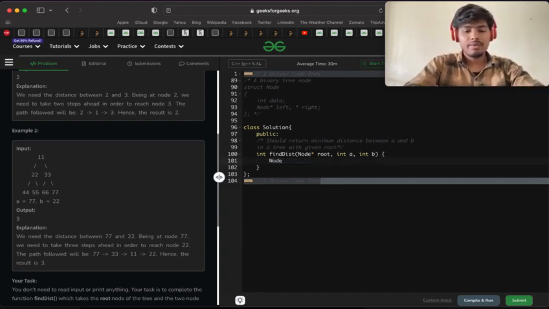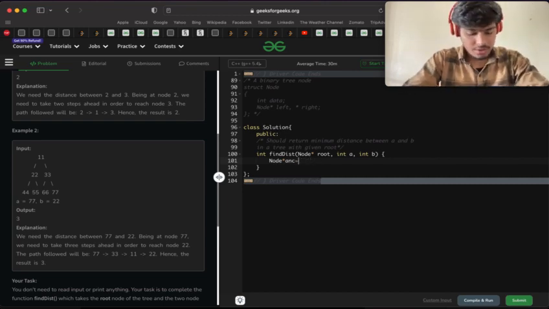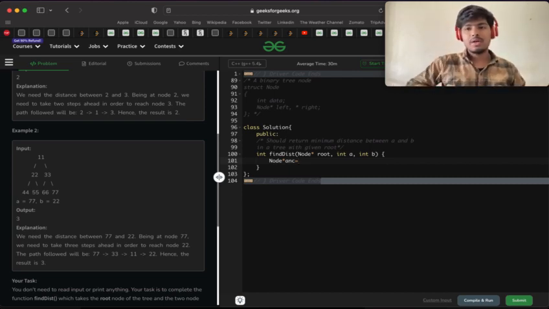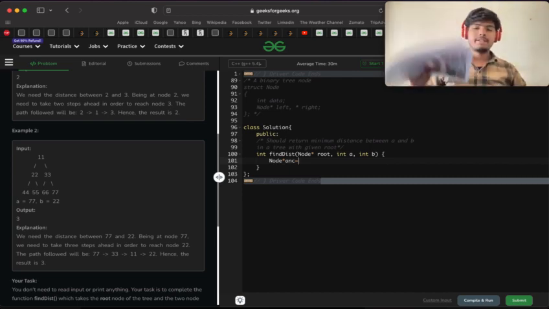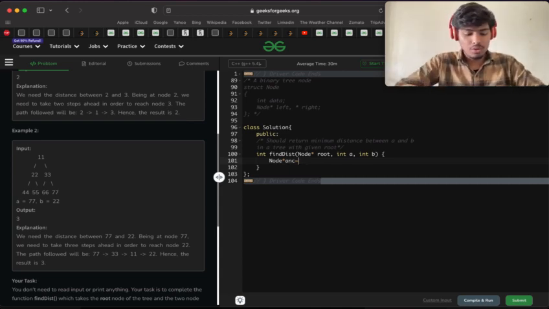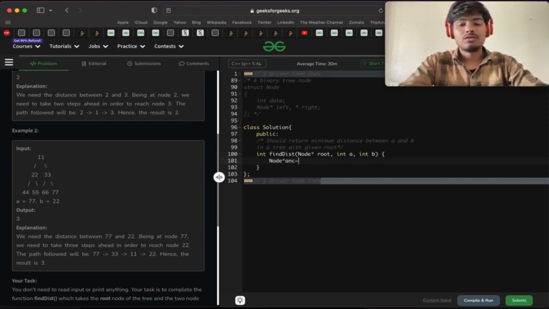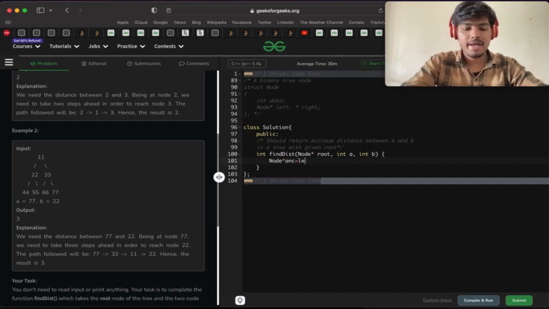So firstly, we will find the lowest common ancestor, which I am denoting as ANC, equals new node star. It's my advice to all of you that please create the tree like this, so it will be helpful to do the code. So firstly, we have to find the lowest common ancestor. So Node star ancestor equals LCA, lowest common ancestor. In lowest common ancestor, I'll pass root comma A comma B.